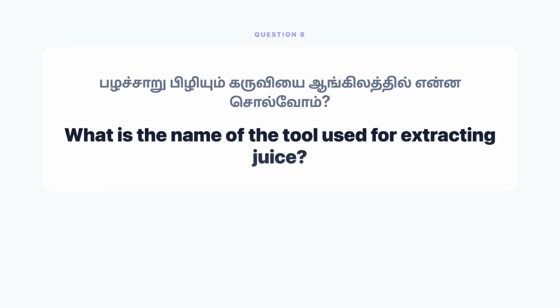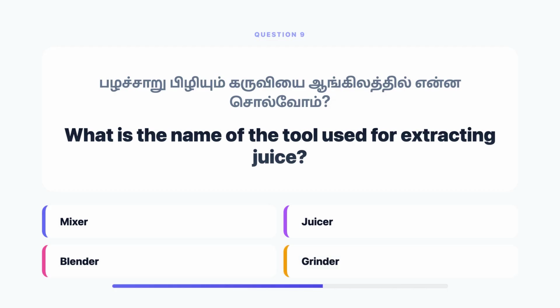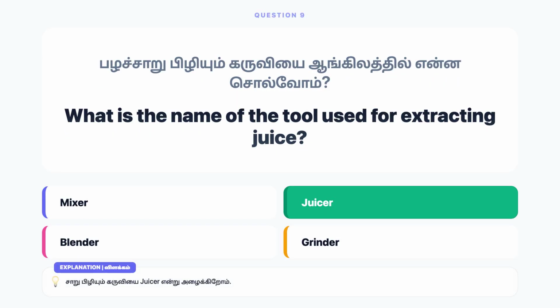What is the name of the tool used for extracting juice? Mixer, juicer, blender, grinder. And the correct answer is juicer. Excellent. You got it right.